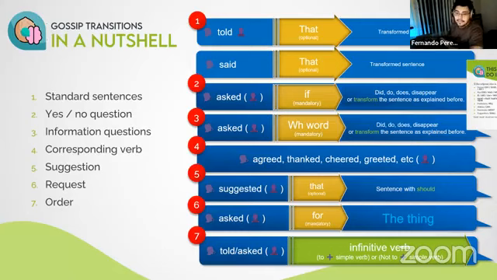Understand the difference between these: the standard sentences, the yes or no questions, the information questions, the corresponding verb, etc. They are very different among each other, and they need a specific application.